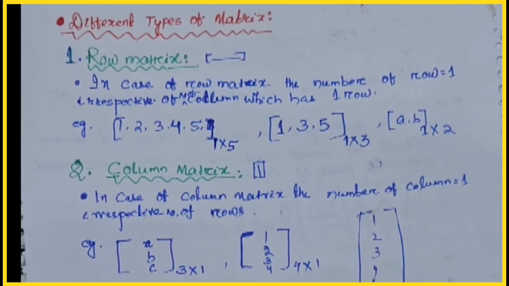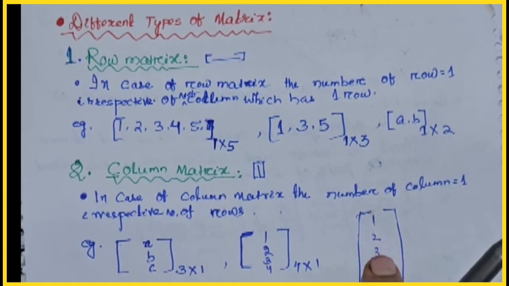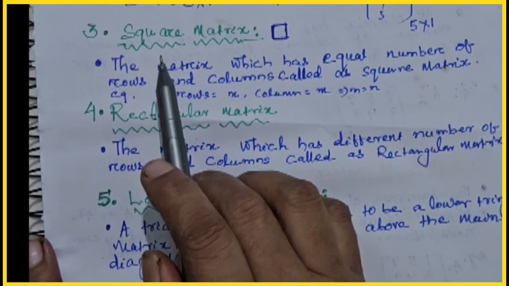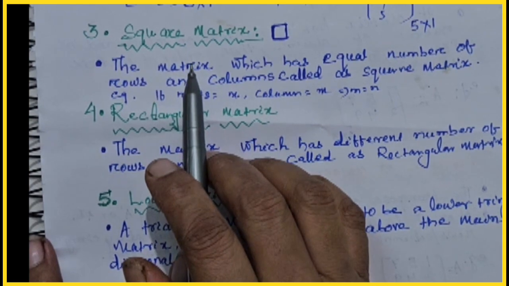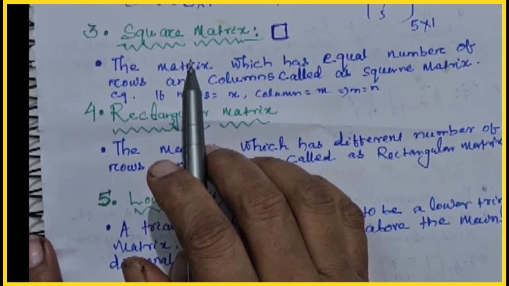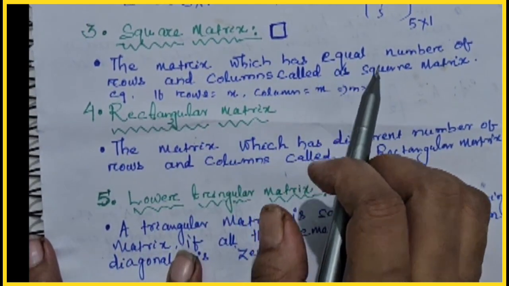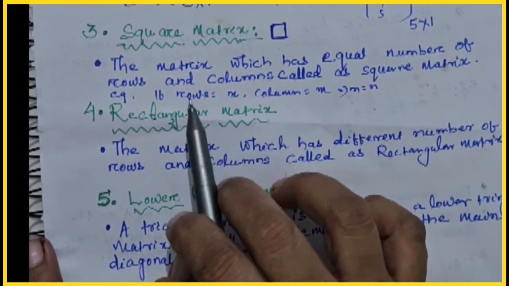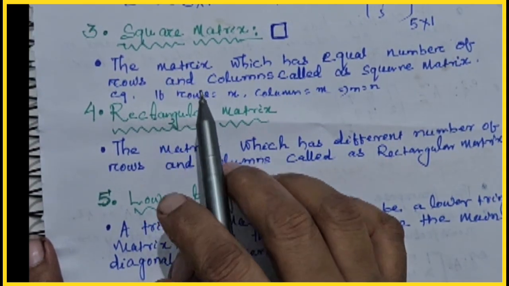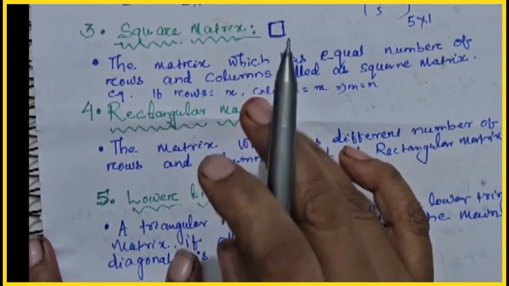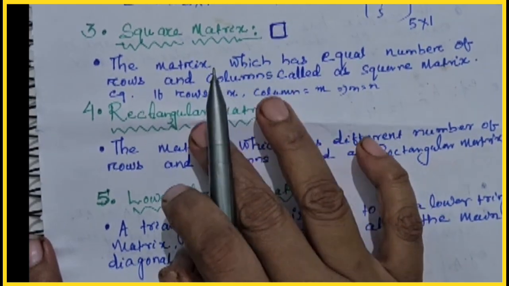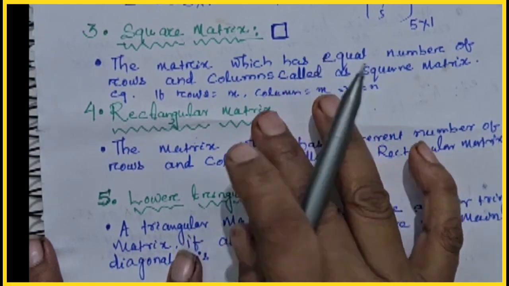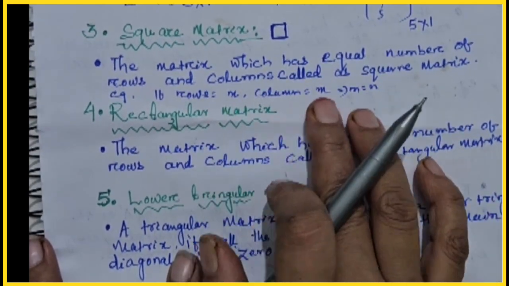5 elements, 5 rows, here one column. Third is the square matrix. In a square matrix, the number of rows equals the number of columns, so columns and rows are equal. The matrix which has an equal number of rows and columns is called a square matrix. For example, if rows are m and columns we take n, then m cross n is the order of the matrix. Here m is equal to n, means rows are equal to columns.